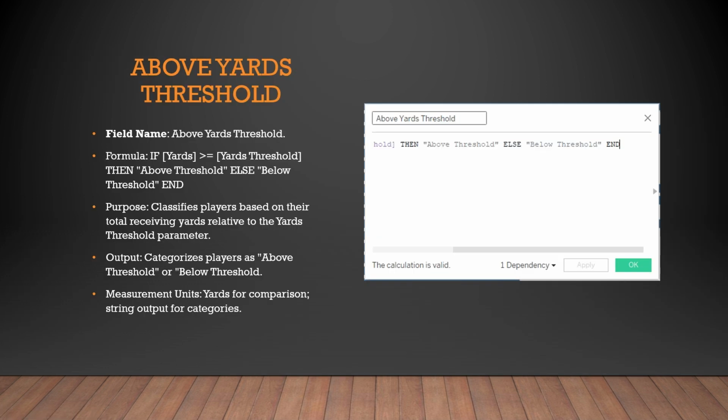Now I'm going to look at my calculated field. This is the formula I created. The purpose, it classifies players based on their total receiving yards relative to the yards threshold parameter.